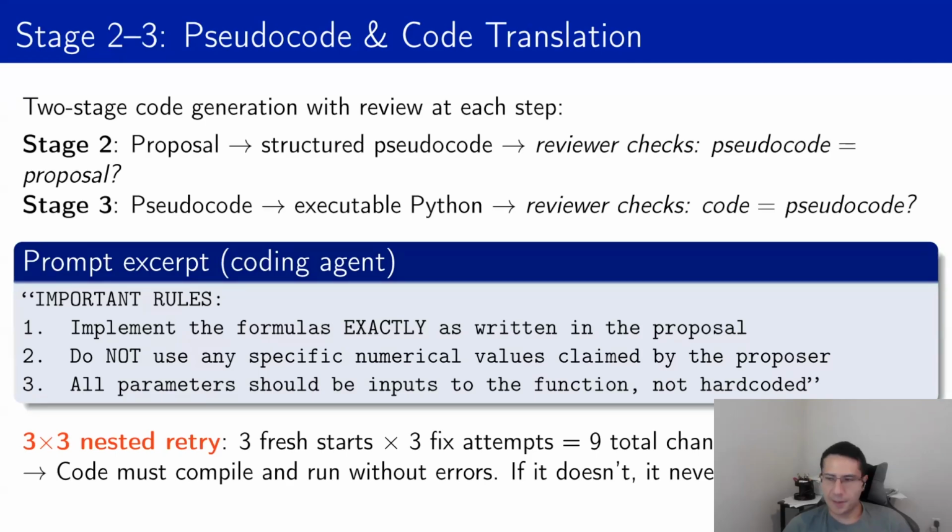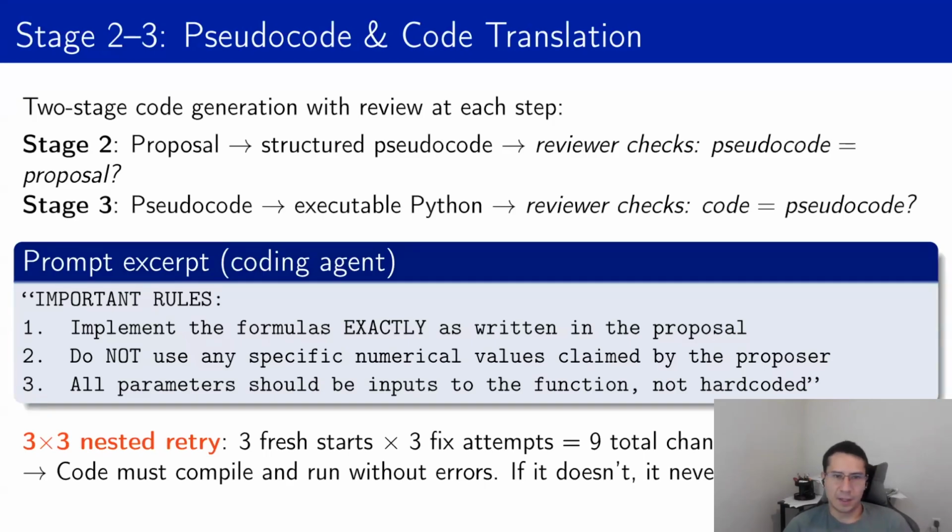Then I also changed something. At first I was trying to generate code directly, but that is a little bit too strict because the model will just be lazy and do something else. So first, from the proposal you get structured pseudocode, just the algorithm description, and then the reviewer will check whether the pseudocode is equal to the proposal. Then stage 3 is from the pseudocode you get the executable Python code, and the reviewer will check, is the code equal to the pseudocode? Yep. That basically allows the model to catch any hallucinations.